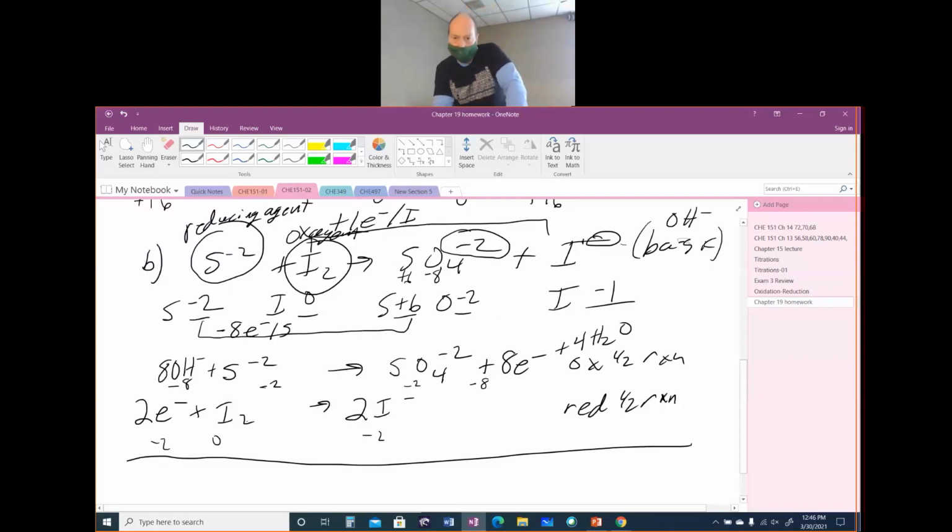But again, you have to have electrons gained equal electrons lost. We have lost 8 electrons. In order to get our electrons gained to be equal to 8, we multiply that through by 4. And so now when we multiply it through by 4, we have 8 electrons, not 2. We have 4 I2s, and we have 8 I minuses. And so we have to subtract our 8 electrons from both sides. The overall reaction cannot have electrons in it.